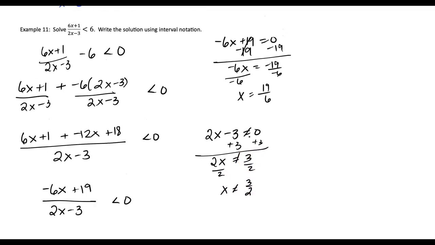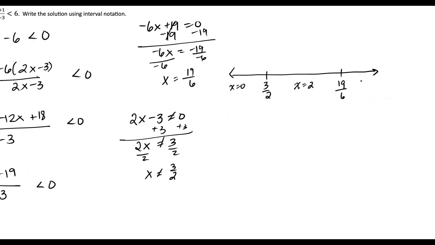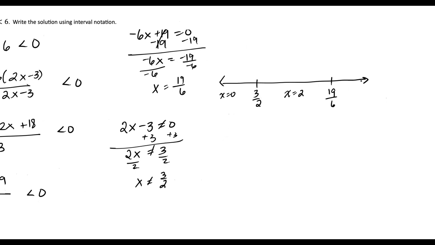So on our number line, we're going to put those important values. 3/2 is 1 1/2, and 19/6 is 3 1/6. So I know 3/2 will be on the left, and 19/6 will be on the right. So here I can check 0. Something between 1 1/2 and 3 1/6 would be a 2 or a 3. And then on the right, I can test something like 4, 5, 10. I'm going to go ahead and go with a 4.